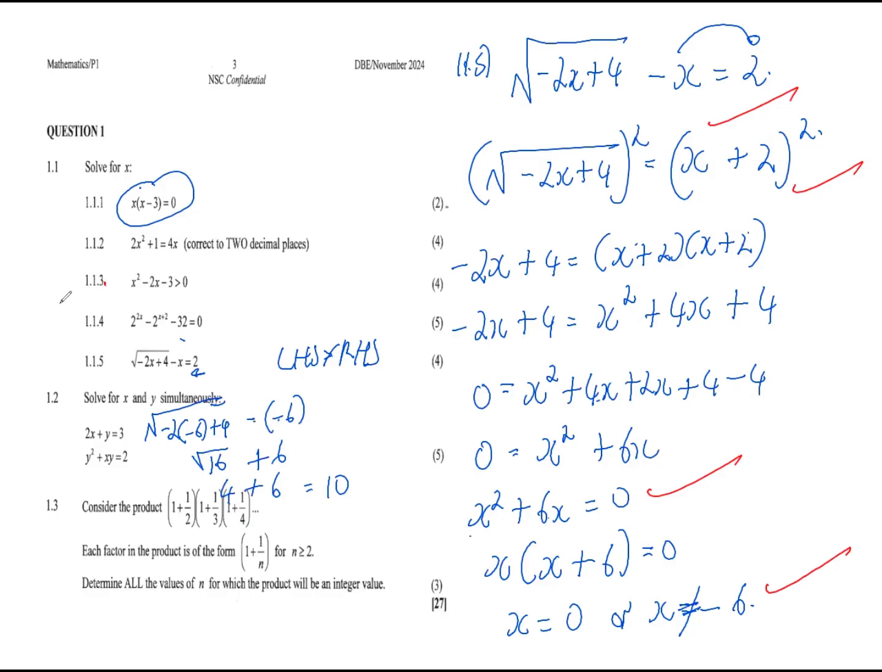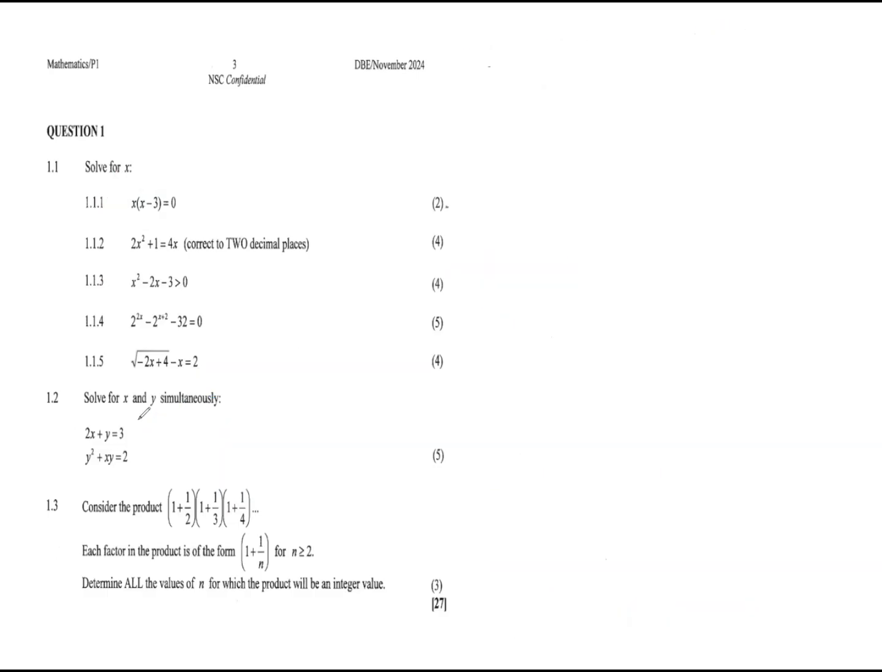Okay, so nice. You are noting all those things that you need to be careful of. Then 1.2 says solve for x and y simultaneously. Now we know the rule with simultaneous equations is that if you are given 2 equations like that, you always have to look for the simplest equation. The simplest equation will most definitely be the one that is linear in most cases.